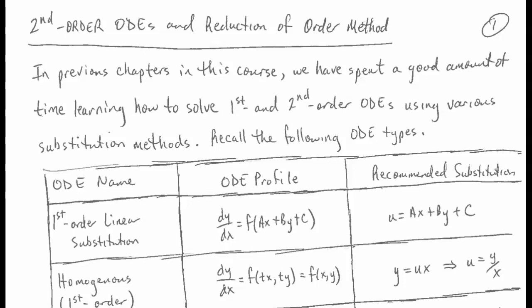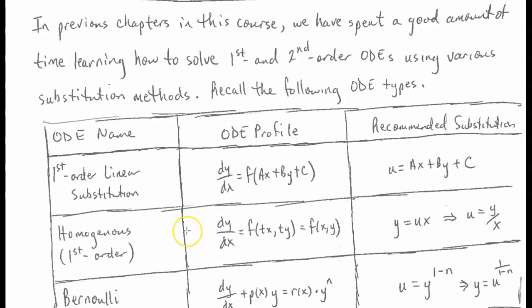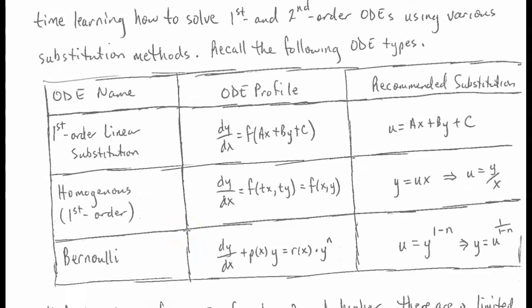Okay. All right. So the first thing that I want to call to your attention here, and as you can see, I have this chart here, and the main reason why I'm showing you this is because at its core, the reduction of order method is really just another substitution technique.